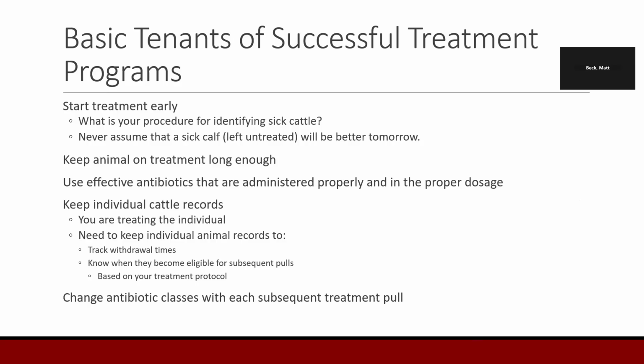So, when an animal becomes eligible to be pulled is going to be based off of your treatment protocol. You want this to be very well outlined. So let's say you're a manager and you have 10 different pen riders, right? You want them all to follow that same treatment protocol that you've given, so you're treating all animals the same. Then we want to change antibiotic class with each subsequent treatment. So we want to try to broaden the spectrum of the antibiotics that we're giving and give more antibiotics a chance to treat whatever illness an animal has. We'll go over what I mean by antibiotic class.